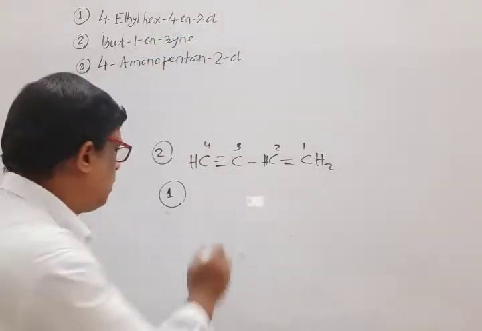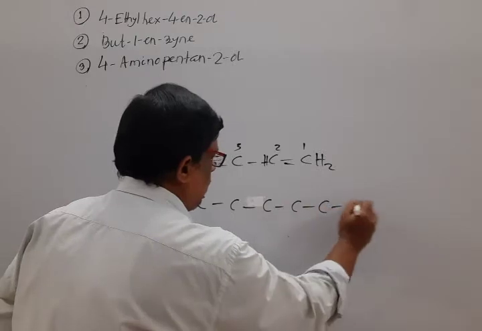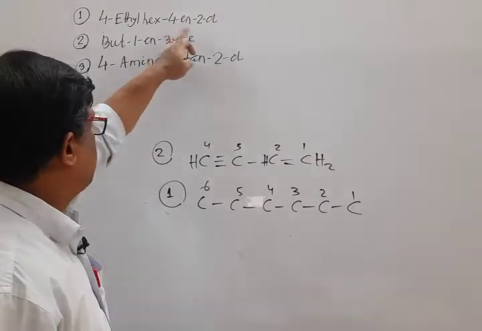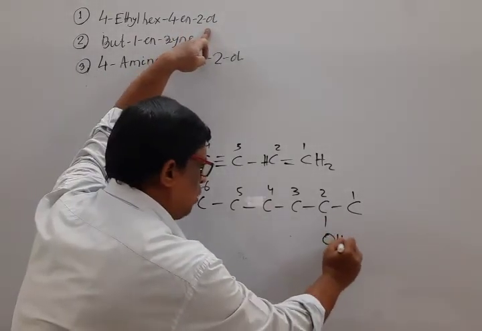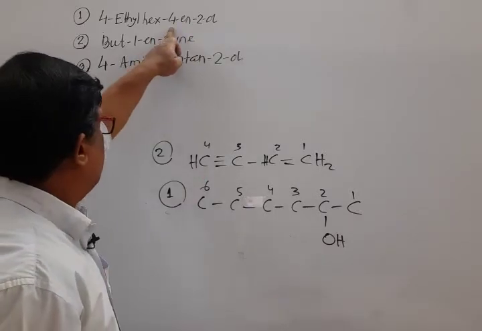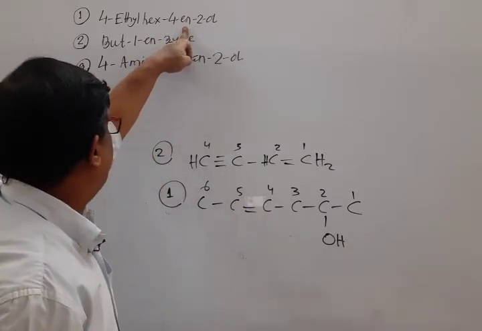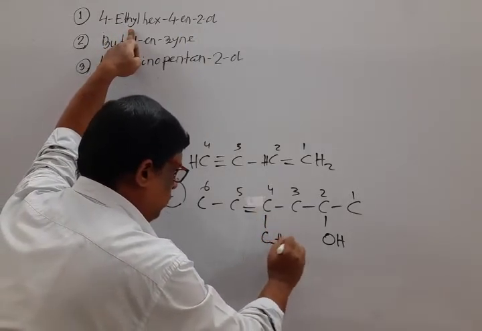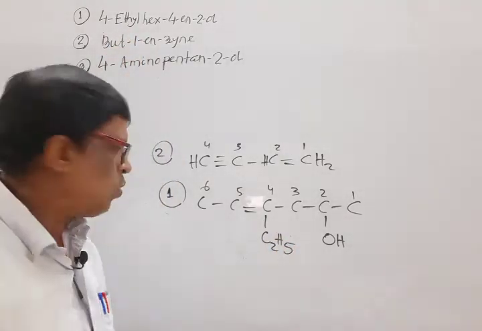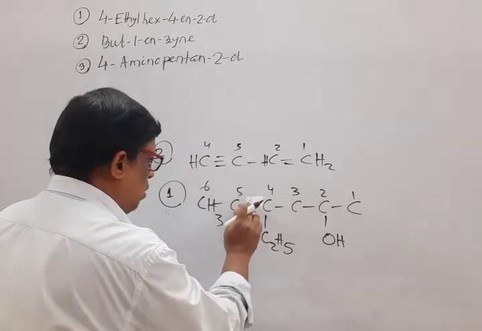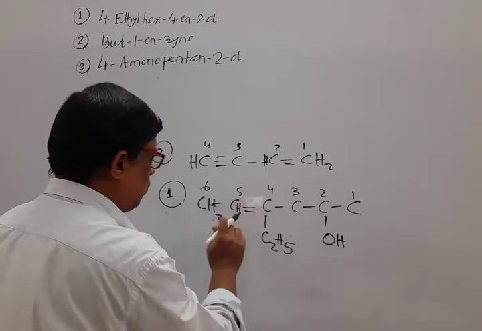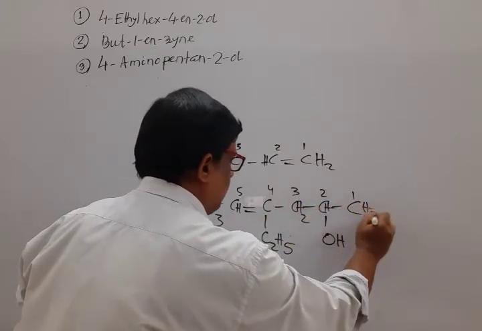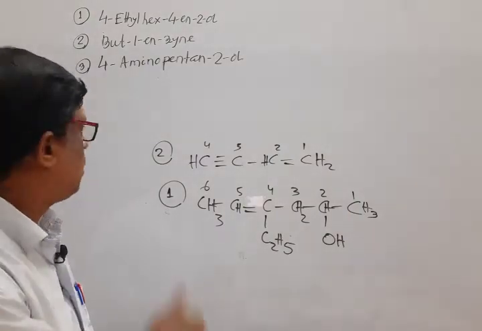Okay. Next one, the last one, is 4-ethylhex-4-en-2-ol. Root word is hex: 1, 2, 3, 4, 5, 6. Next, principal functional group at the 2 position, alcohol. Then 4 position en, double bond at the 4 position. Then at the 4 position ethyl, that is C2H5. Next, satisfy the tetra covalency. It is CH3, 2, 3, 4.